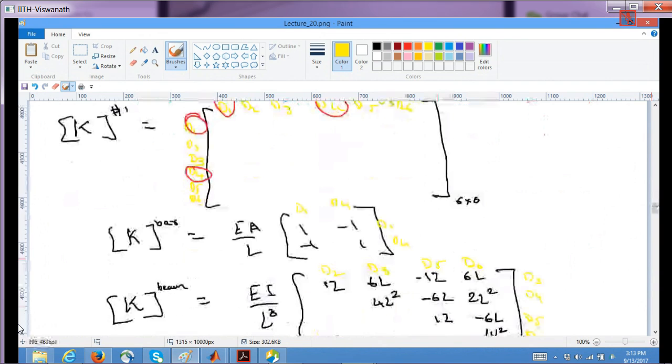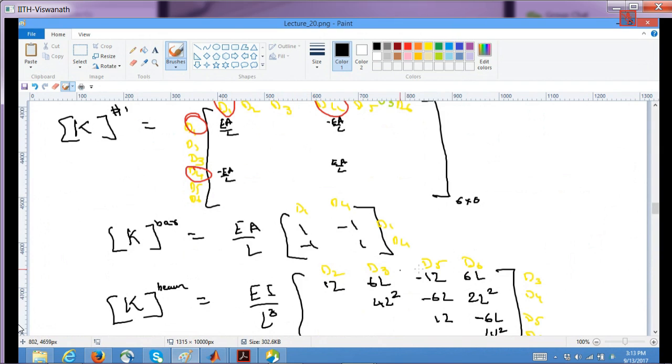Now I have to assemble this onto this place. So I take this and assemble it over here. In that case, this will become EA by L, minus EA by L, minus EA by L, EA by L. Coming from this, the D1 D1 entry goes here, the D1 D4 entry goes here, the D4 D1 entry goes here, and the D4 D4 entry goes here.